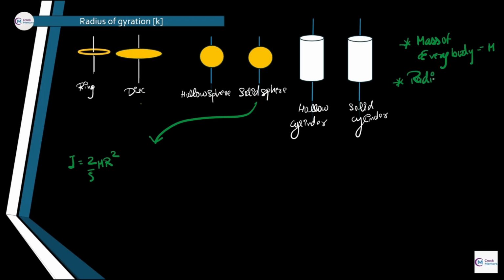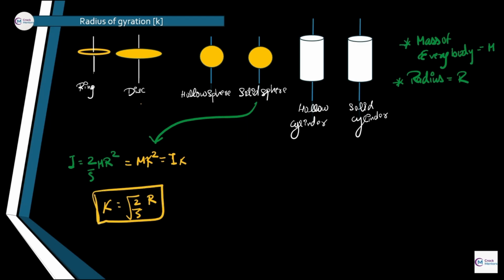Right now I'm writing here that the mass of every body is equal to capital M and the radius is equal to r. Let me mention it right there. Now I'm equating with mk square with a different color. After solving this, k is equal to under root 2 upon 5 times r.